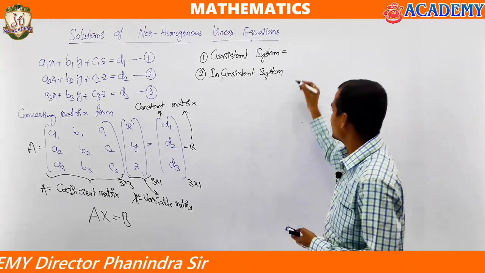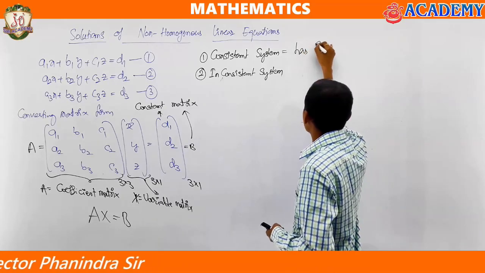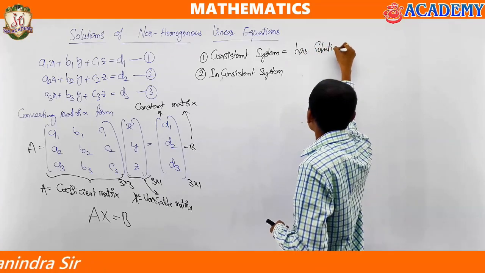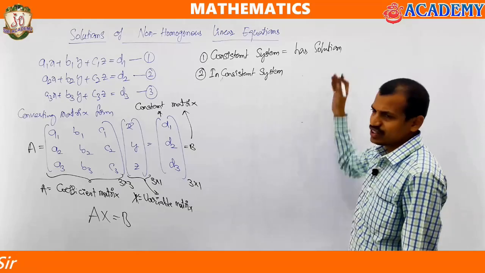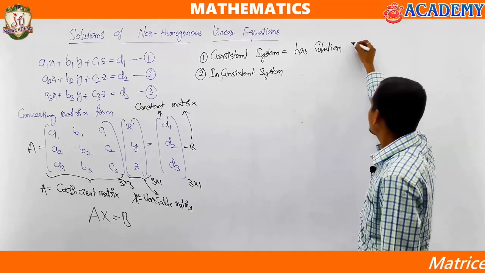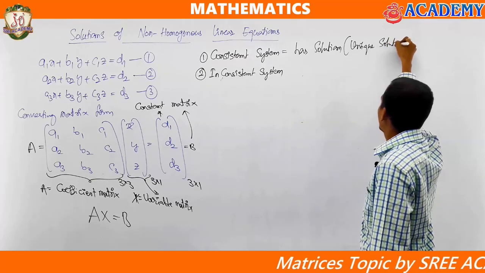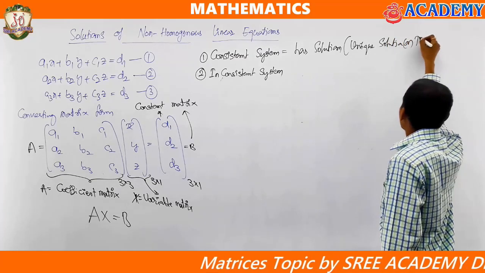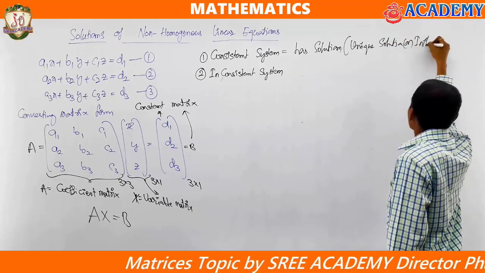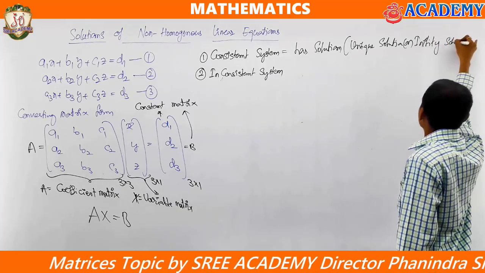Consistent system is nothing but it has a solution. That having solution, only one solution, it may be a unique solution or infinity solutions also.